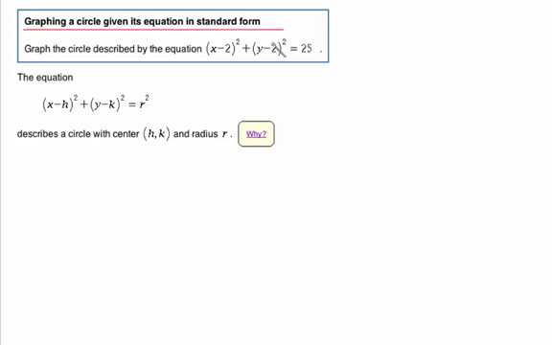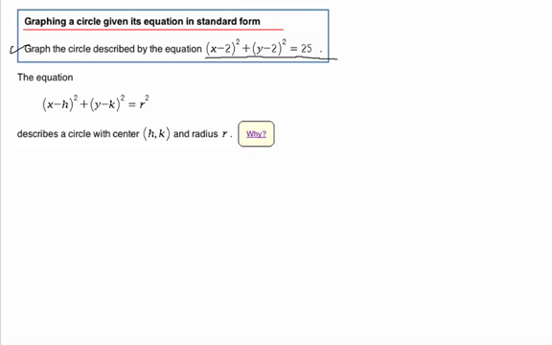Okay, here we go. Looking at graphing a circle given its equation in standard form. Here is our example. We graph the circle described by the equation x minus 2 squared plus the quantity y minus 2 squared equals 25.